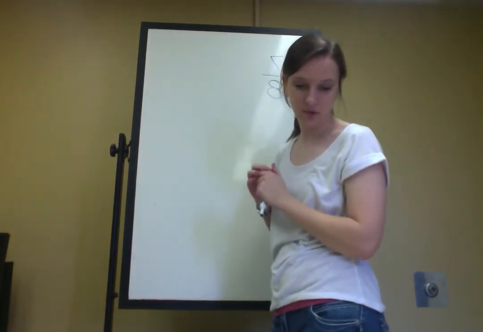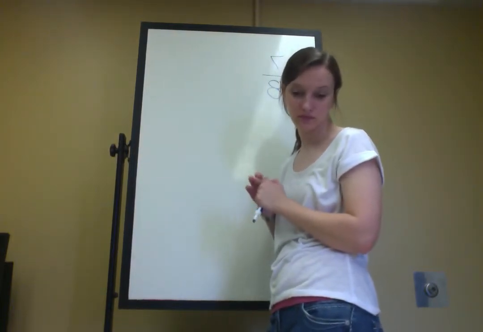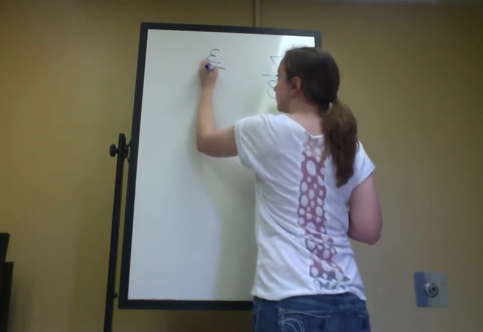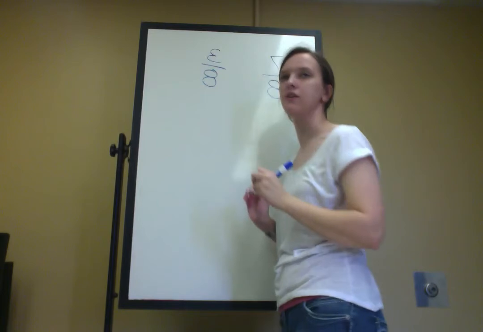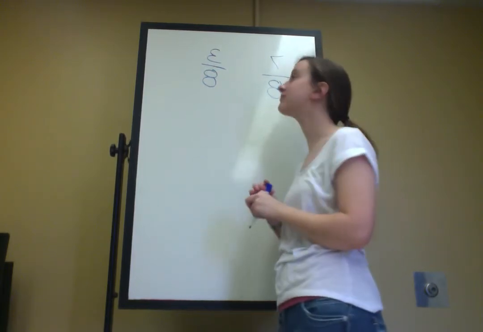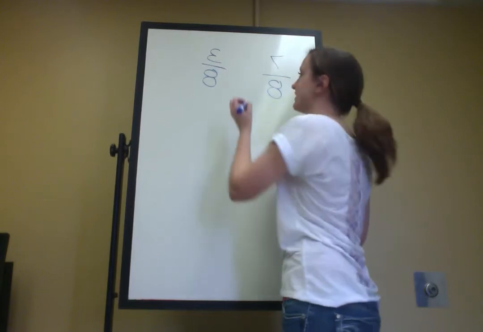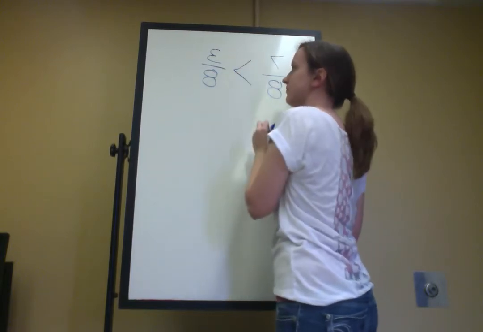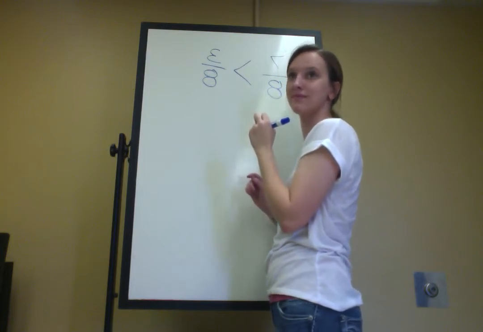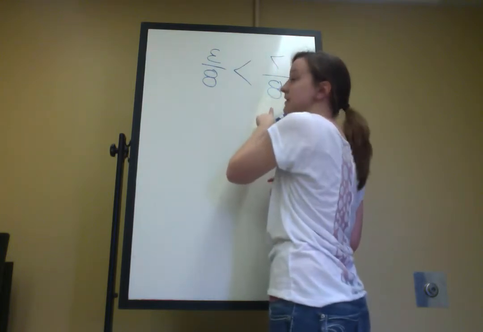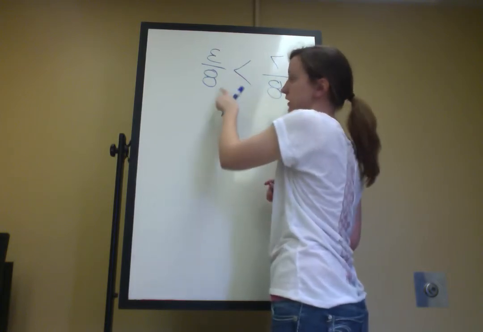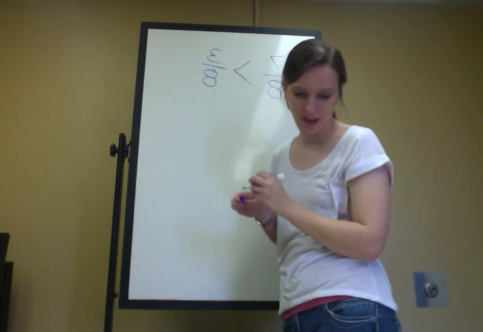Okay, Laura, what did you have? 3/8. Perfect. Okay, so what did your statement look like? Right, greater than. Okay, why? Perfect, because 7/8 is bigger, so the bigger end goes toward the bigger number, smaller end goes toward the smaller number. Right.